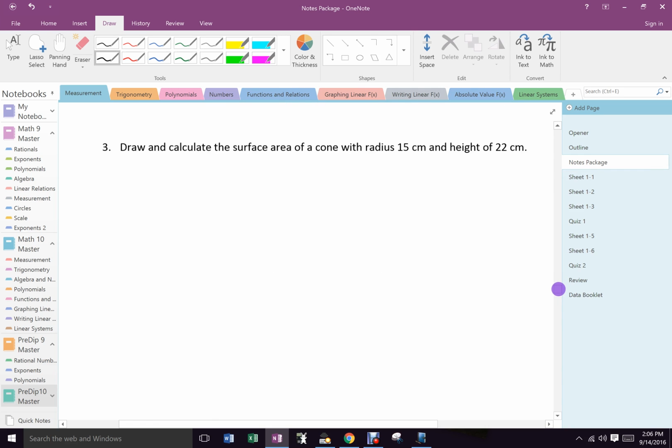Cone, dunce cap. We're going to do something new with cones. It might be new to you guys. It depends on what Mr. Keeley liked to do with pi. First of all, check your data booklet. Do we have a formula for a cone? What is it?